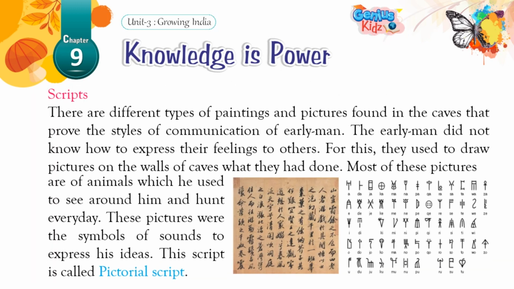Scripts. There are different types of paintings and pictures found in the caves that prove the styles of communication of early men. The early men did not know how to express their feelings to others. For this, they used to draw pictures on the walls of caves of what they had done. Most of these pictures are of animals which he used to see around him and hunt every day. These pictures were the symbols of sounds to express his ideas. This script is called pictorial script.